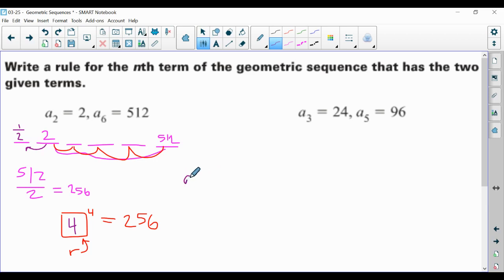So a sub n equals the first term, which is 1/2, times r, which is 4, to the n minus 1.